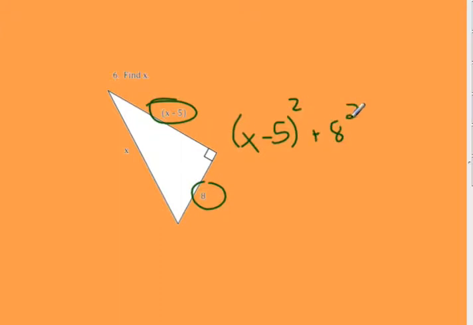So number 6 wants you to find x. So this is a leg and this is a leg. So (x minus 5) squared is going to be a leg. 8 squared is going to be a leg. And x squared is going to be a leg.